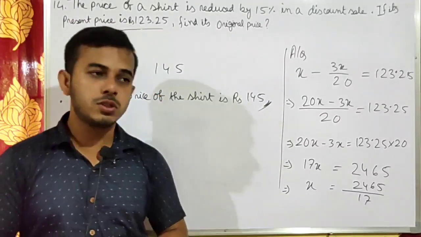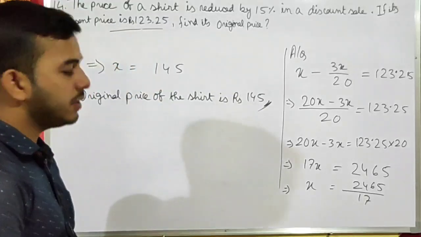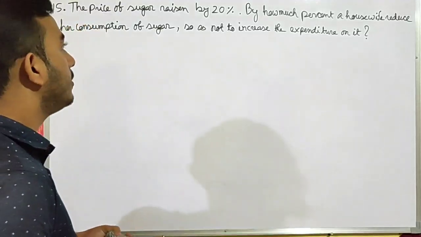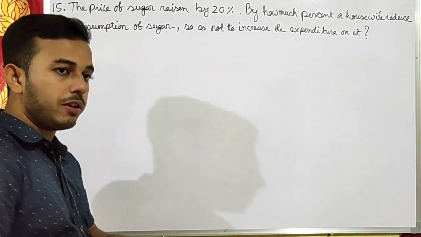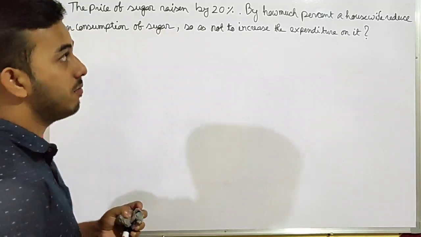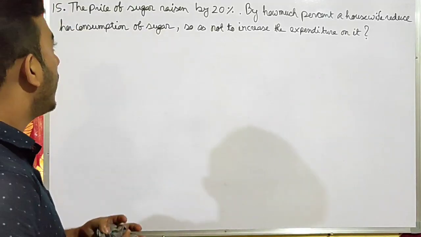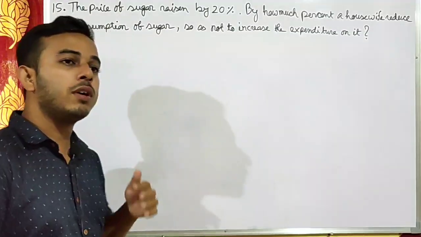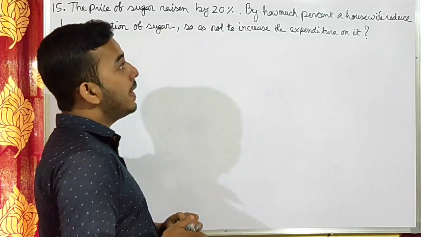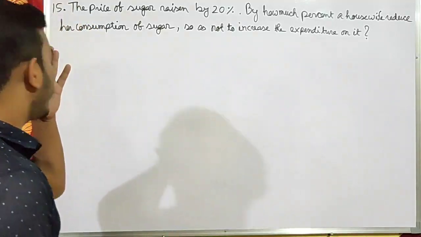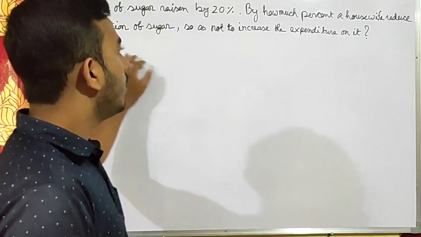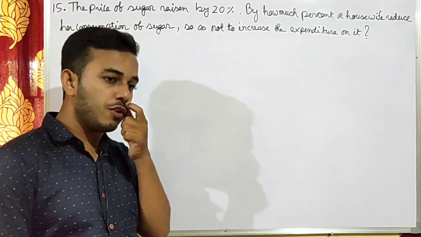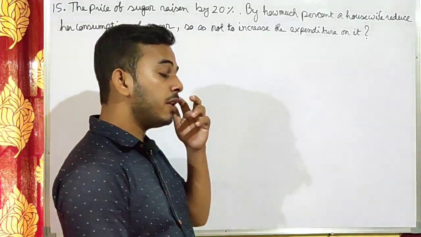Now let us move to our next question, question number 15. The next question is a very interesting question, and it is also a very important question from the examination point of view. Here the question is, the price of sugar has risen by 20%. By how much percent should a housewife reduce her consumption of sugar so as not to increase the expenditure on it? That means, for a housewife, for example your mother, how much will she reduce?